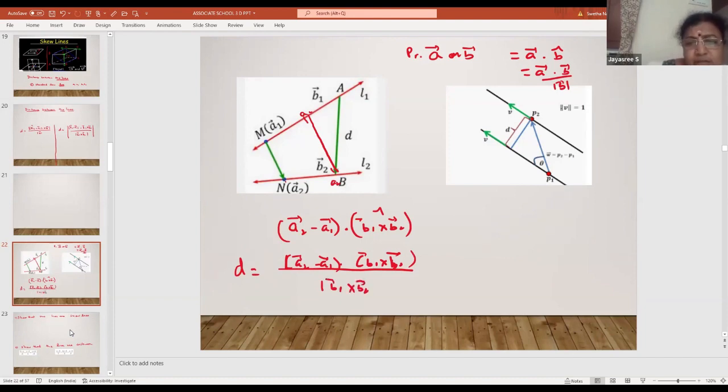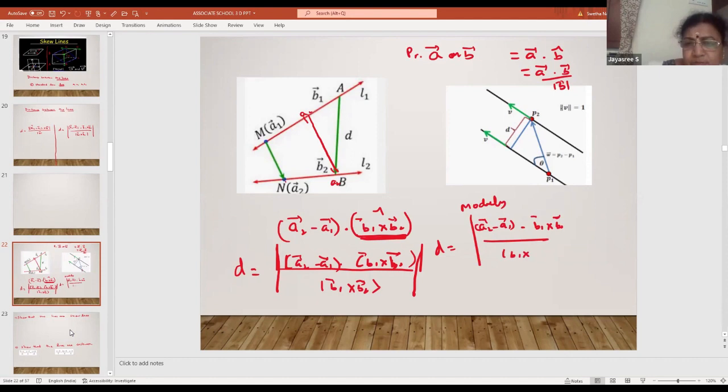Make the children draw the diagram. A vector perpendicular to both vectors is the cross product. We have given the instruction very clearly. So we take the perpendicular vector so that the projection is possible. Important: the dot product may come plus or minus. So this symbol is modulus. Use the word modulus. Modulus of A2 minus A1 dot B1 cross B2 by magnitude of B1 cross B2.